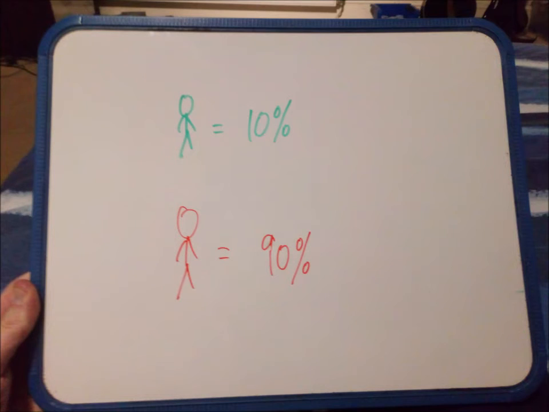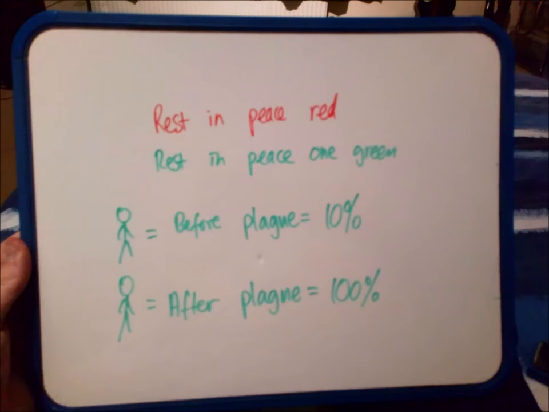As we know, the green people are 10% of the island's total population and the red people are 90%. Imagine that a plague strikes the island and all of the red people and 1 of the green people die. Before the plague, the green people were only 10% of the island's population, but because of the plague, they now represent 100% of the island's population. Their percentage of the island's population has actually increased, even though 1 of the green people died.